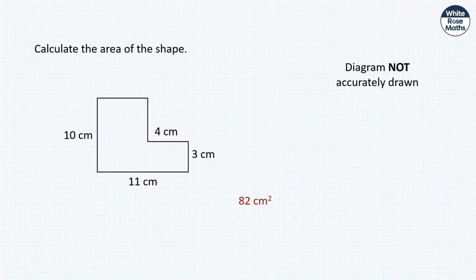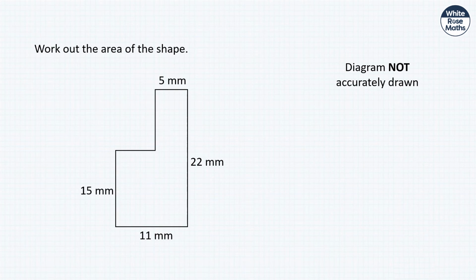There we go. Okay. This next one, work out the area of the shape. Okay, so I'll make it into 2 different shapes. Okay, 15 times 11. Well, 15 times 10 is going to be 150. Add on 15 again, so I'll get 165 millimeters squared.